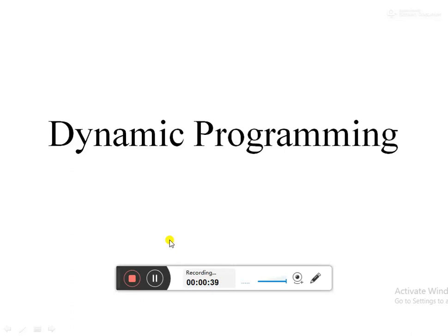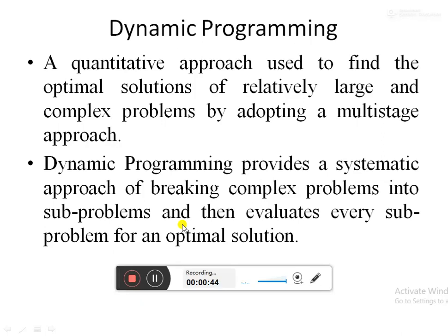So let's start with a brief introduction of dynamic programming. Dynamic programming basically is a quantitative approach which is used to find the optimal solutions of relatively large and complex problems by adopting a multi-stage approach. So basically, dynamic programming deals with problems which are relatively large if compared with problems of linear programming or goal programming, and adopts a multi-stage approach.